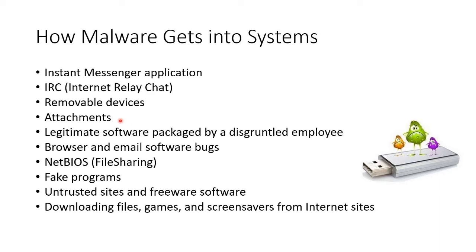We get attachments. You can have legitimate software that was packaged up by a disgruntled employee. We could have browser and email software bugs. We could do it through file sharing or phony programs, especially downloading freeware, especially going to online game sites and online gambling sites. So we could go to sites that aren't terribly trusted, downloading files, games, screensavers, especially when you are doing file sharing, like you're doing BitTorrent and all of the variations before BitTorrent.